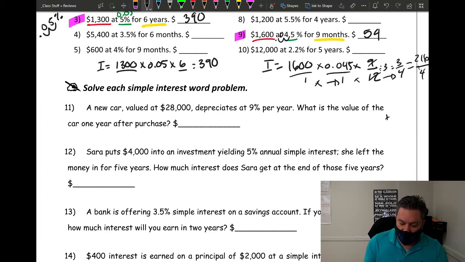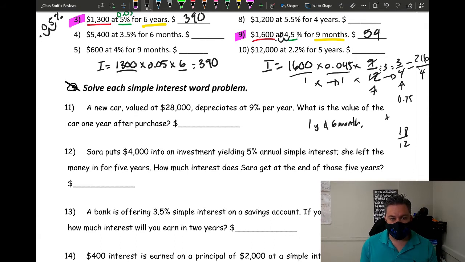Now, you can change this into a decimal if you want. It'll be 0.75. And then you can just multiply everything. As long as you know that the main thing is to put it in the format of years. If you have months, it'll be over 12. For instance, if they give you 1 year and 6 months, you're going to have to put in 1. That's going to be 18 months out of 12. That's going to be your fraction, something like that.